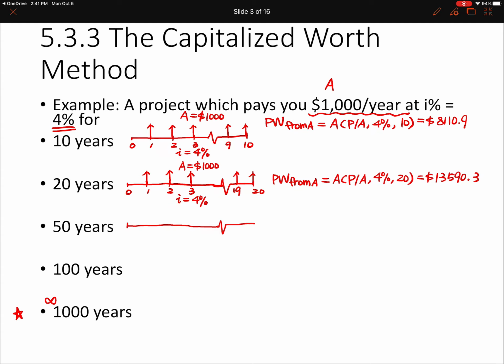Now let's do the third case. So we have more years, 50 years. But still you can use the interest table in Appendix C.